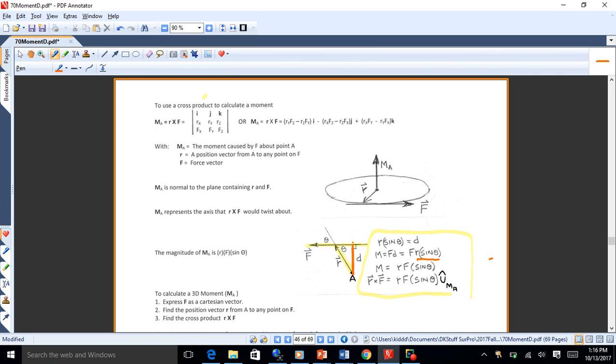We take that any old vector from A to the force vector, R, but then we multiply it by sine theta. That's embedded right in the cross product definition. And that gives us the perpendicular d that we want. Multiply that by the force and we're good, okay? And then by definition, the moment vector is normal to the plane in which the moment occurs, just like the cross product vector is normal to the plane in which the two vectors lie. Same thing. So it works out just right, okay?